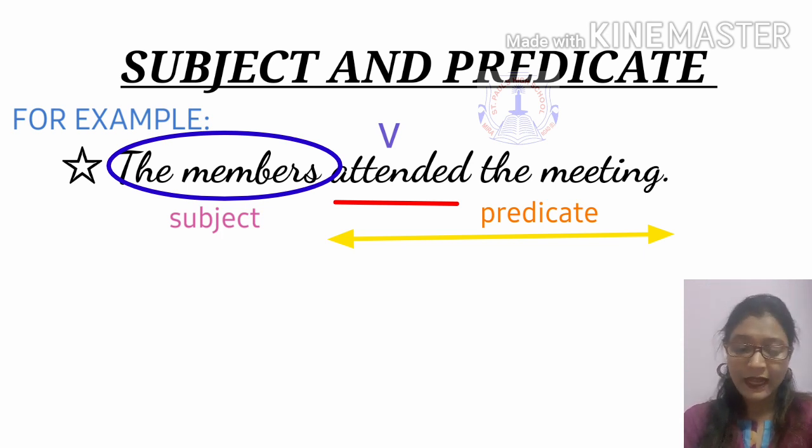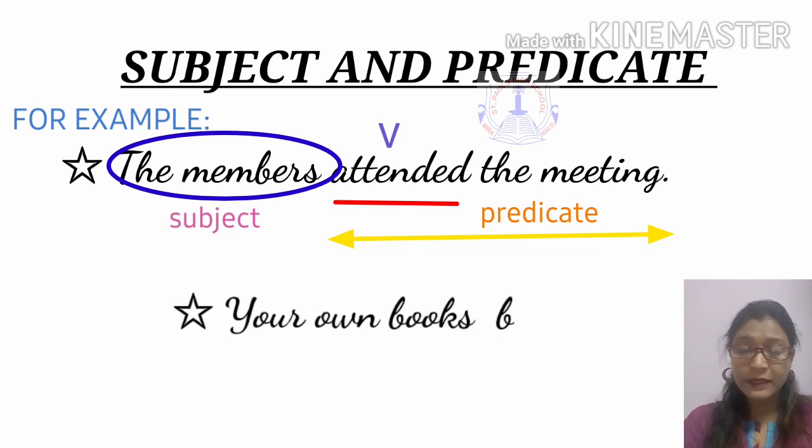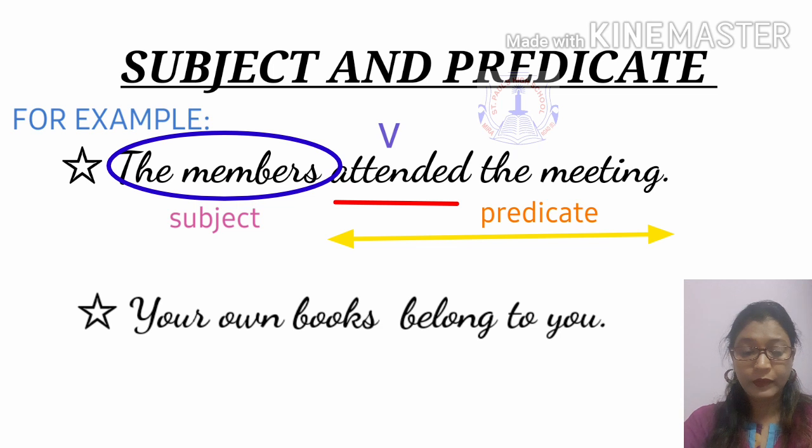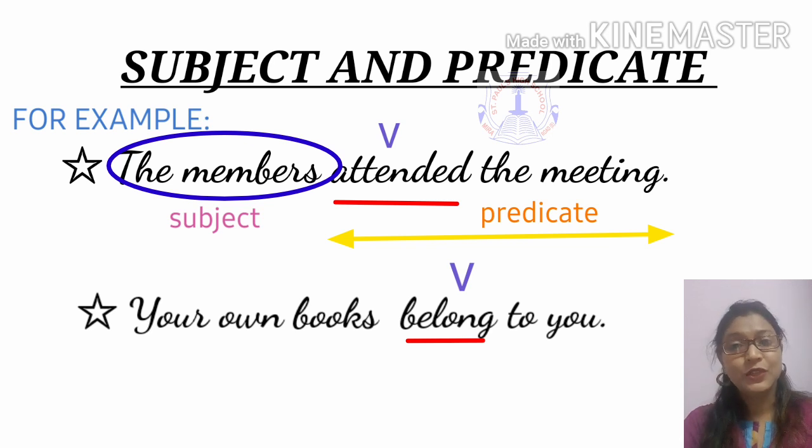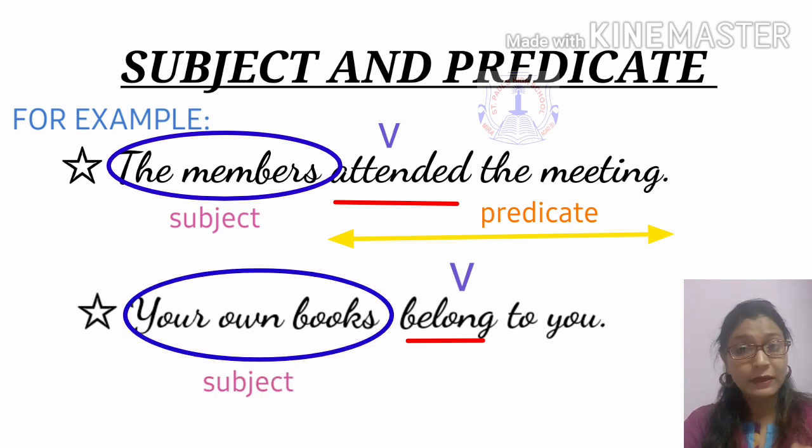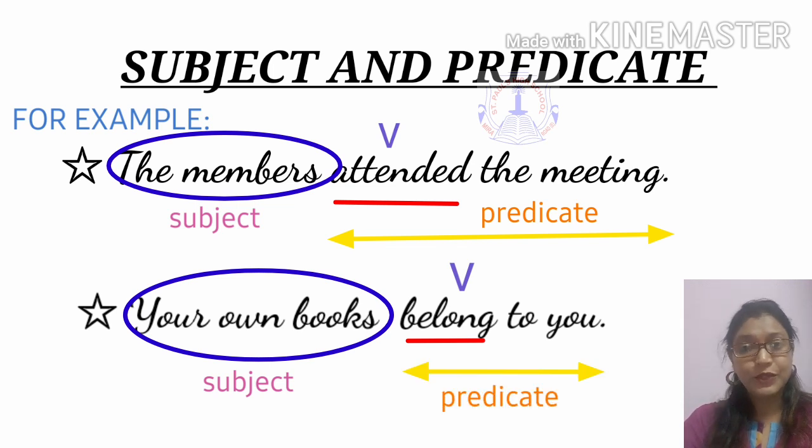Let us take another example. Your own books belong to you. Again, which is the verb in the sentence? Belong. We ask the question, what belongs? Your own books. So that becomes your subject. Your own books becomes your subject. Predicate: belong to you becomes your predicate.